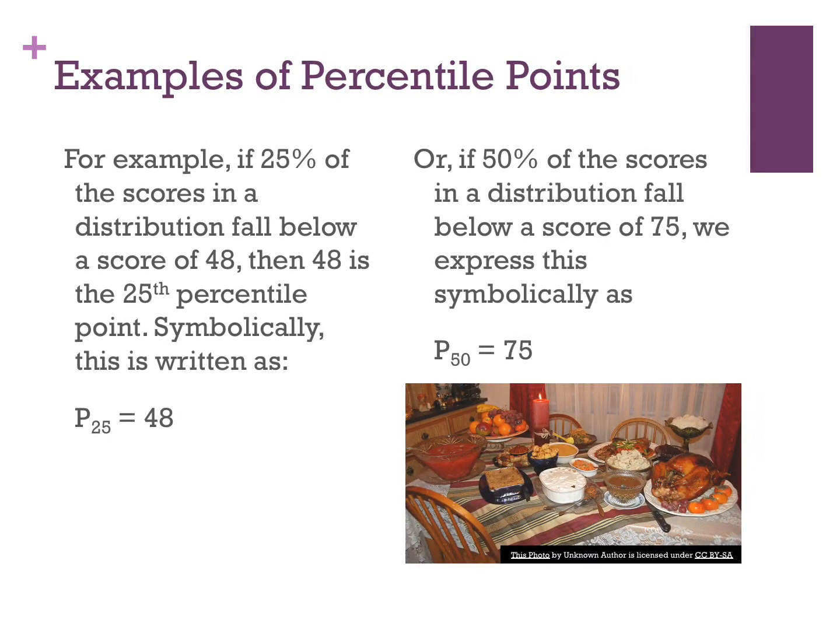Some examples of percentile points are as follows. If 25% of the scores in a distribution fall below a score of 48, then 48 is the 25th percentile point. Symbolically, this is written as uppercase P sub 25 equals 48. Or if 50% of the scores in a distribution fall below a score of 75, we express this symbolically as P sub 50 equals 75.